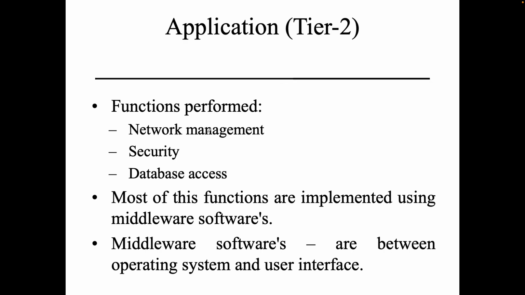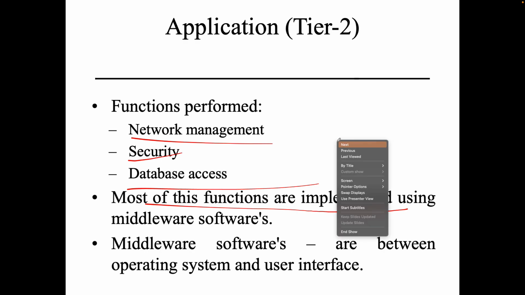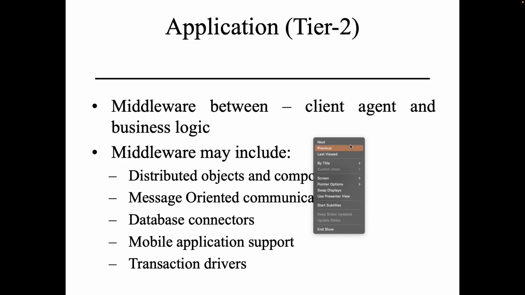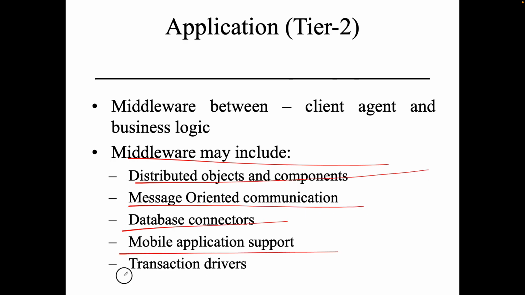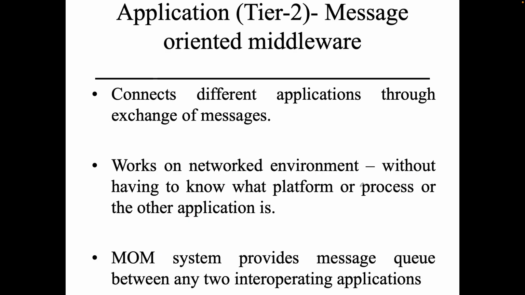Application tier 2 functions performed: network management, security, database access. Most of these functions are implemented using middleware software. Middleware software sits between operating systems and user interfaces, between the client agent and business logic. Middleware may include distributed object components, message oriented communication, database connectors, mobile application support, transaction drivers.